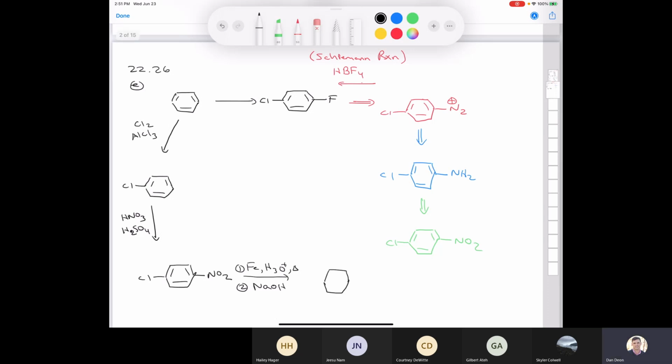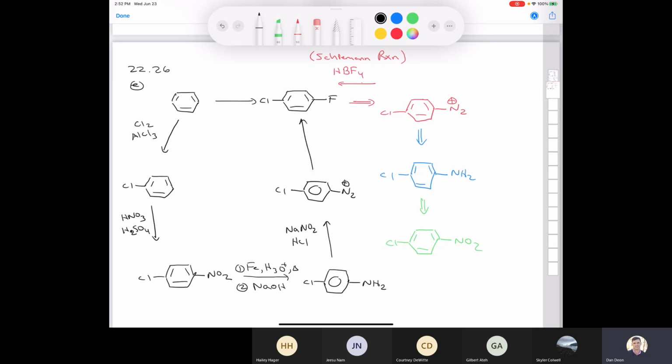So now we've got parachloroaniline. So there's my NH2. There's my chlorine. And then we need to diazotize. So we're going to treat that with sodium nitrite and HCl in situ. That's going to give us the diazonium ion. So let's draw that out, N2 plus. We've got our chlorine here.